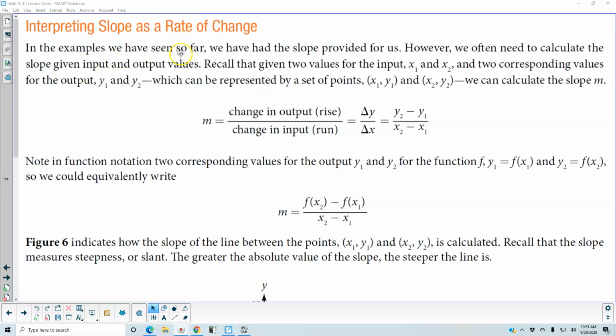Interpreting slope as a rate of change. In the examples we have seen so far, we have had the slope provided for us. However, we often need to calculate the slope given input and output values.